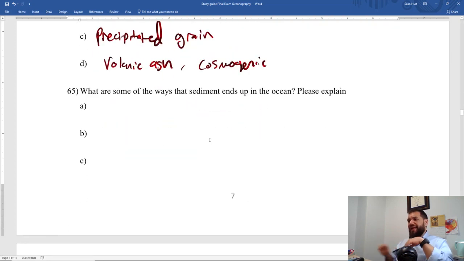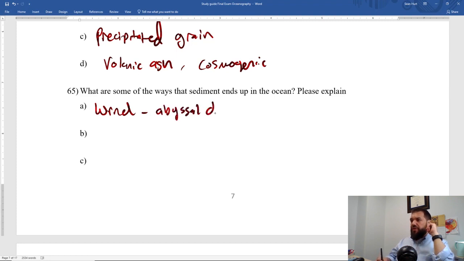All right, what are some of the ways sediment ends up in the ocean? So what are processes that take sediment from the continents and put it into the ocean? So those are things like basically wind, water, ice. The wind can blow abyssal dust. So wind brings abyssal dust into the deep ocean, right? Think of like the Saharan dust that blows off the Sahara can be carried very far into the deep ocean that way. You can have water, which runs off from the continents, rivers, brings sediment into the oceans, okay?